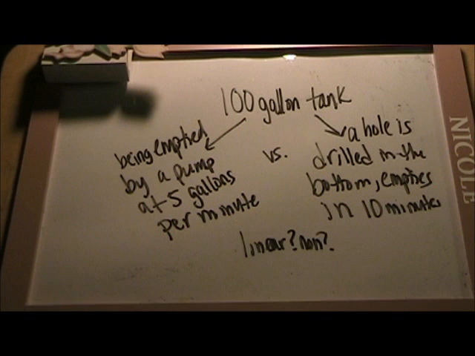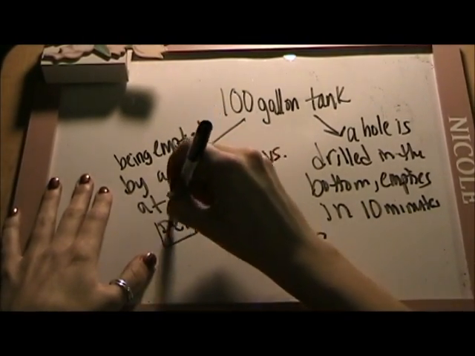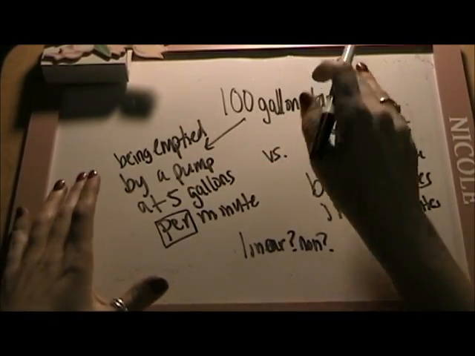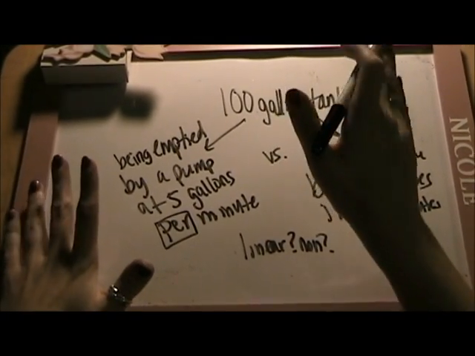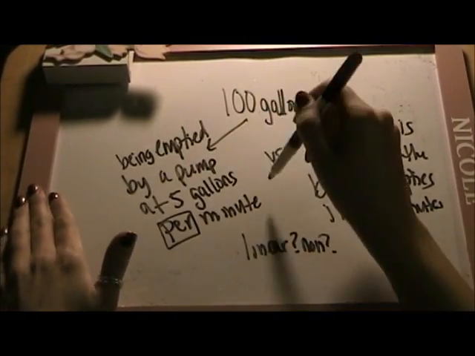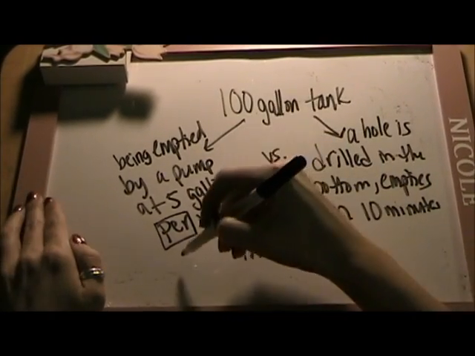So again, the difference between the two is a constant slope or a constant rate of change. So we look at this first one. Keyword right there: per. This pump is consistently emptying this tank at 5 gallons per minute. So we know that every minute 5 gallons is being emptied by a machine. It's constant, it's consistent. So this would be linear.